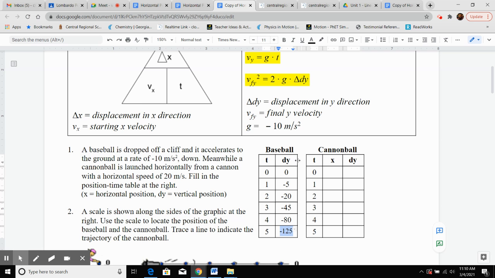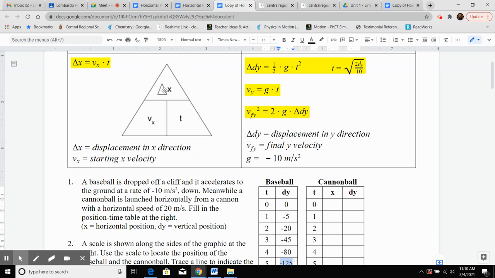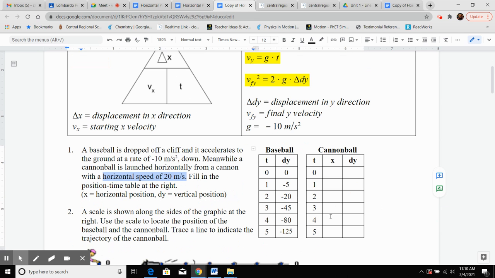So when they want us to find X in this column, we're looking for our displacement in the X direction. If I covered that up in the triangle, it's telling me to take Vx times time. Since our starting velocity doesn't change, we're literally just using our horizontal speed of 20 and multiplying it by the set number of seconds. So 0 times 20, 0. 1 times 20, 20. And then just go down the list.